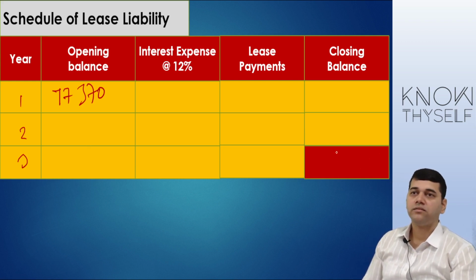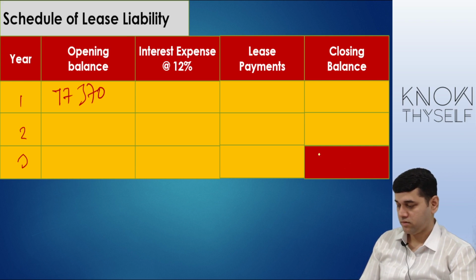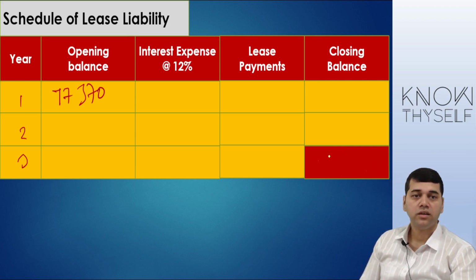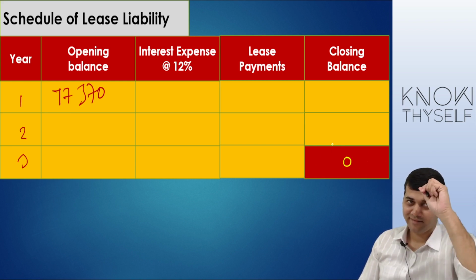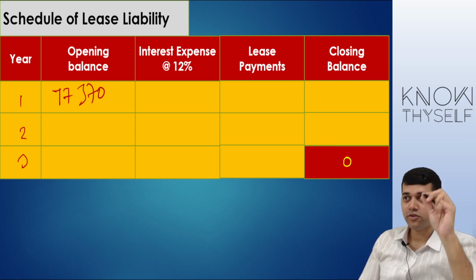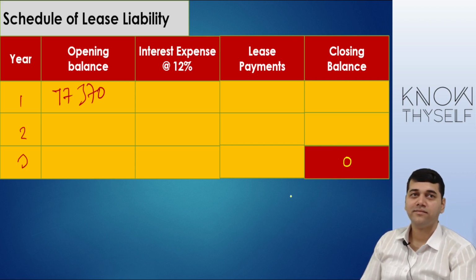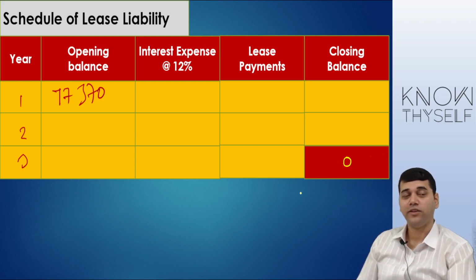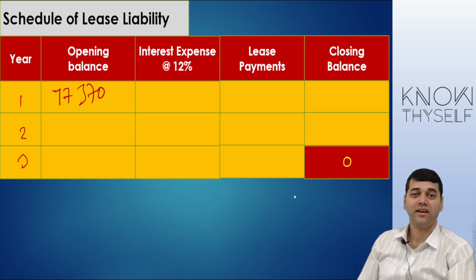So what is the closing balance? Tell me the closing balance. How much? 66? Which closing balance? Here, 60. Sure? How does it become zero? Others also got this zero. Are you sure it should become zero or not? What do you say in principle? What is the logic that it has become zero from 77? Because you are paying every time, no? Lease liability. Okay, so others also got zero.